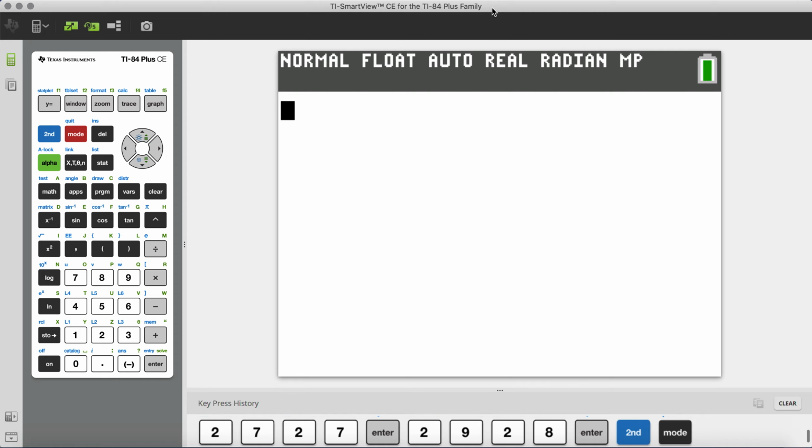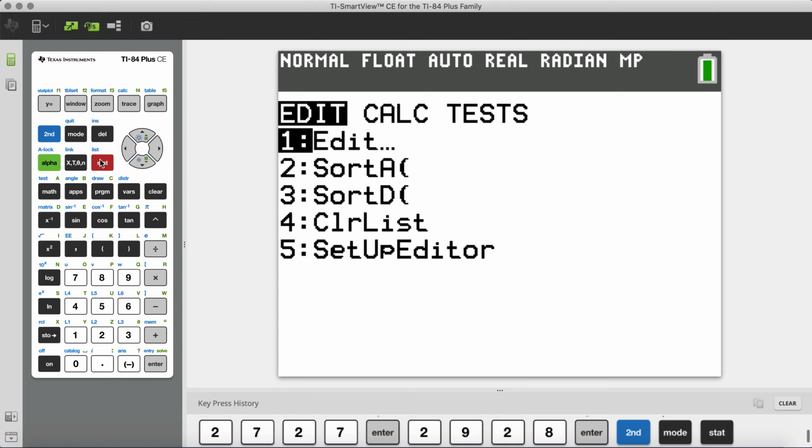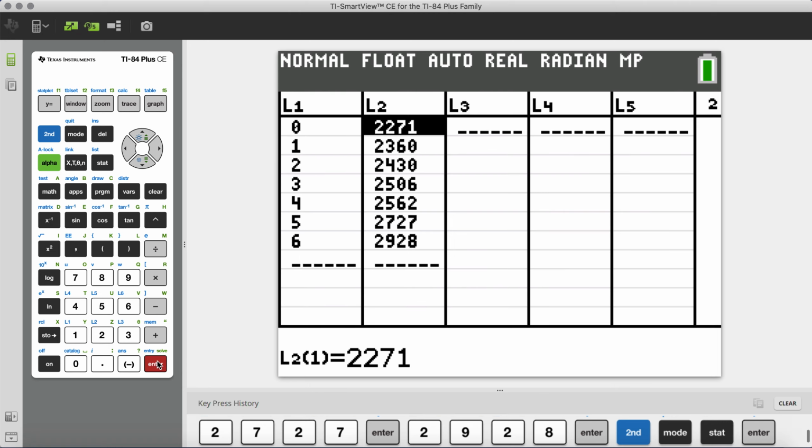The last one, this is number 10 from skill check number 2. Again, I've already entered the data into my table, stat edit, right? So this is the data. It says the following data pairs give U.S. average annual public college tuition, where X represents the years after 1997 and Y represents the tuition in dollars.